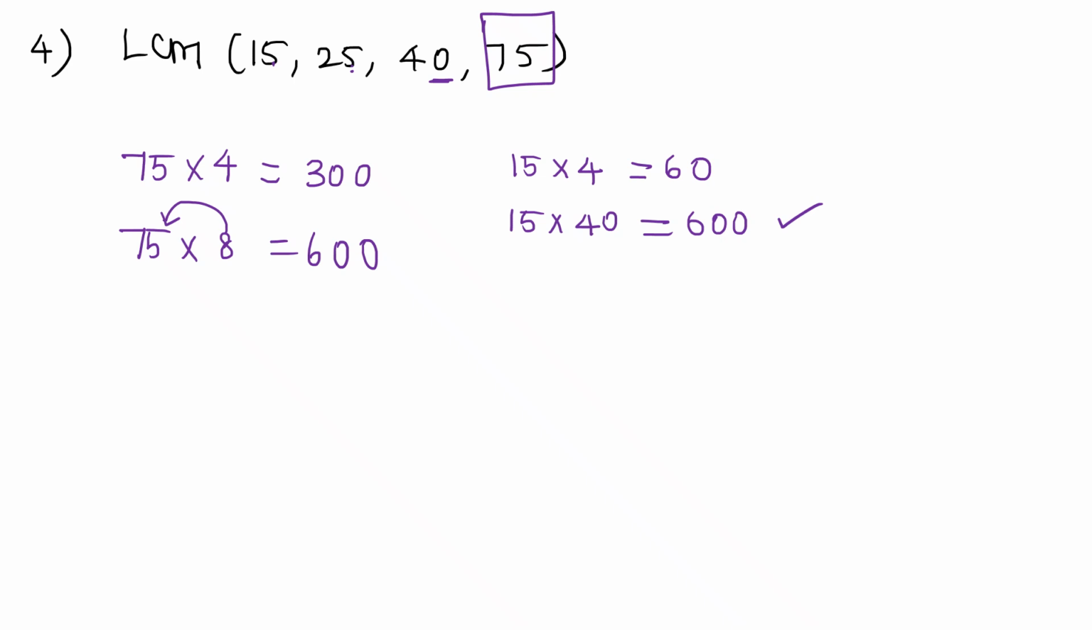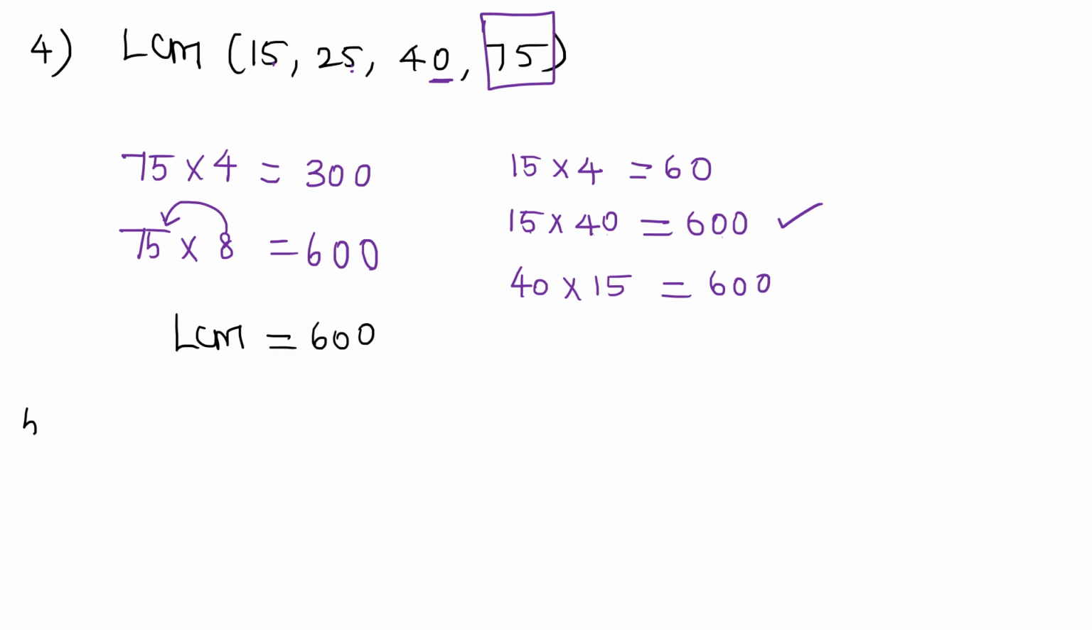Now I have to check whether it is present in the 40 table or not. We just saw that 15 into 40 is 600. Similarly, 40 into 15 is also 600. 15 times 40 and 40 times 15 both mean the same. So now 600 is present in the 15 table, 25 table and 40 table. Now I can come to the conclusion that the LCM of 15, 25, 40 and 75 is 600. So now I hope you understood very clearly.